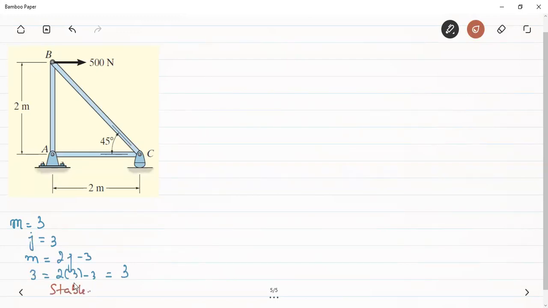Now, the first step for us is to find out the support reactions. We can see here, there is a hinge support here, and this is a roller support here. The support is a roller.